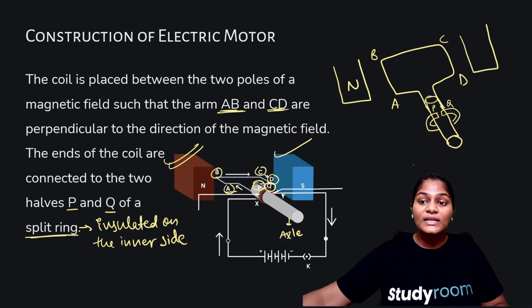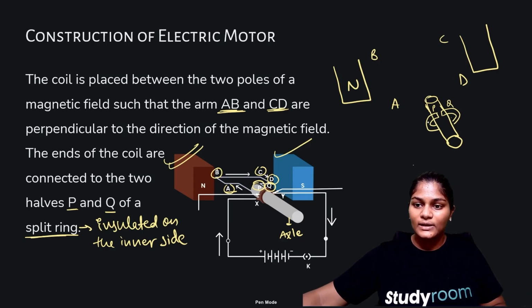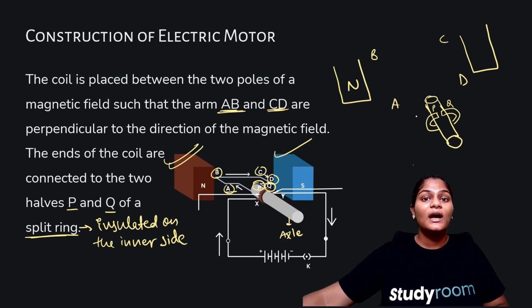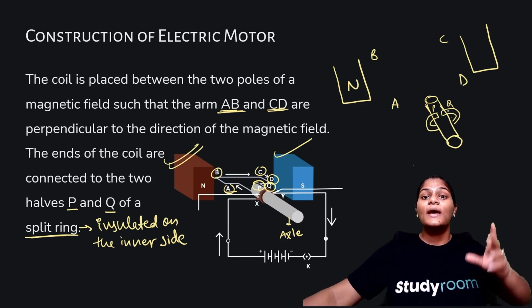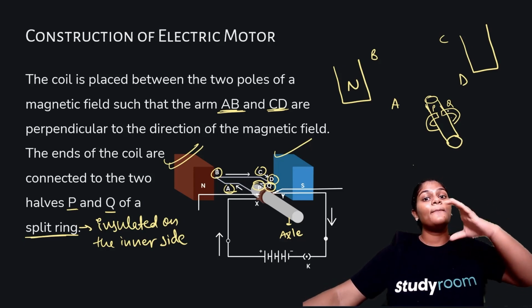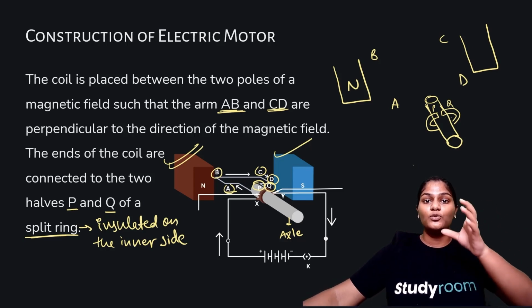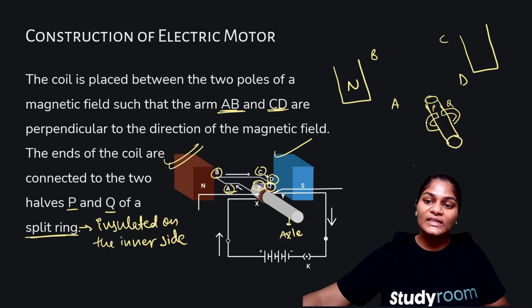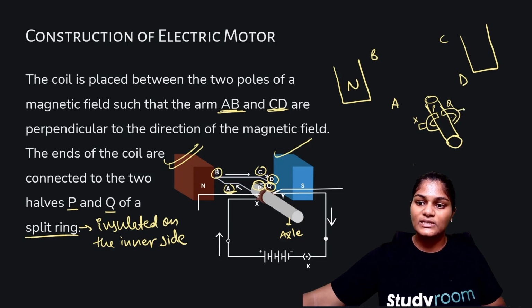Okay, now what happens is this: our coil is not actually directly attached to the split rings. Why? Because the split rings are not stationary. They can move on the axle. They are free to move. So we have these brushes. This is one brush X and this is the other brush.